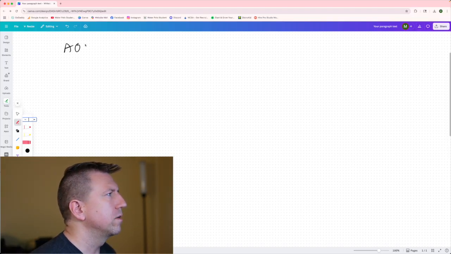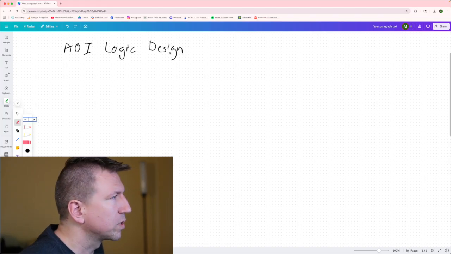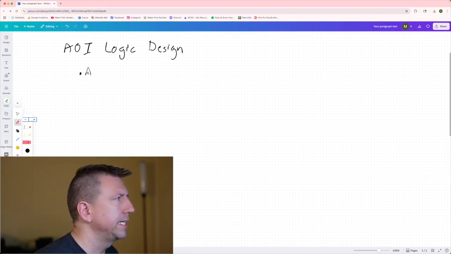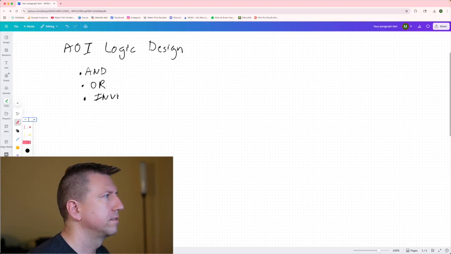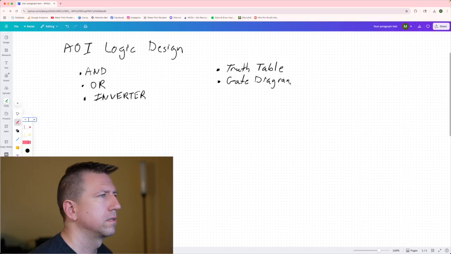So AOI logic design. So there's three gates: AND gate, OR gate, and the inverter. And there are three structures that we're going to look at: truth table, gate diagram, and logic expression.